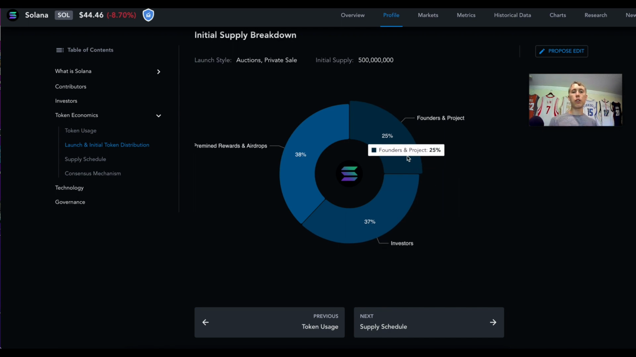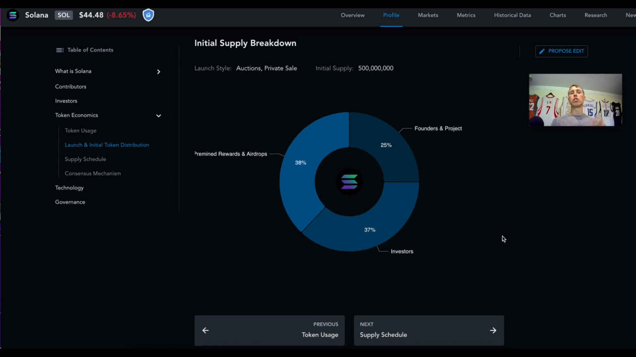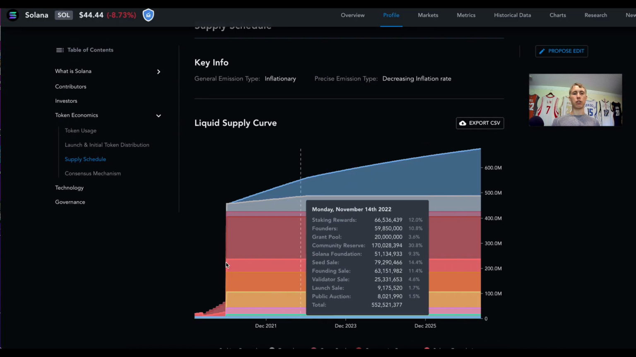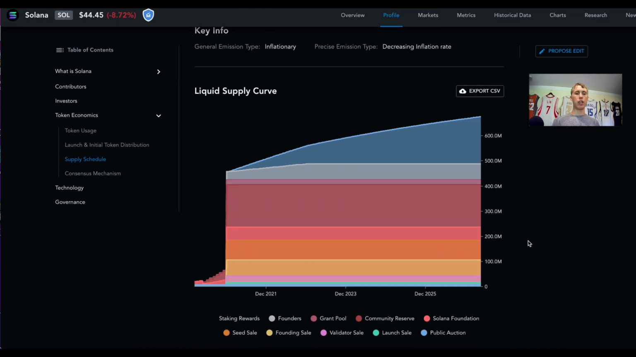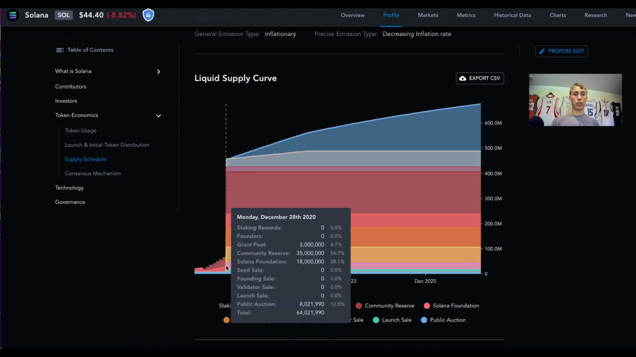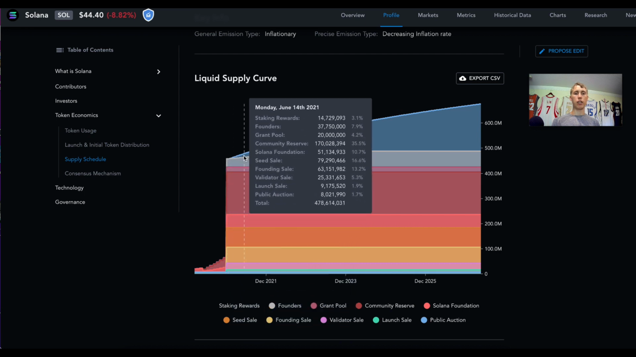You can see here 25% went to the founders, 37% went to the investors, and 38% were pre-mined for rewards and airdrops. So in theory, this is a pretty centralized coin. And we can go ahead and go over the supply schedule as well. This is the supply curve. You can see there are the founders, the seed sale, the founding sale. A lot of these tokens are being unlocked, like, as we speak. As you can see here, this is the token unlocking starting in 2021.